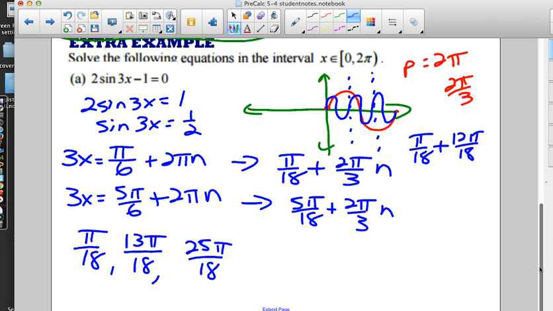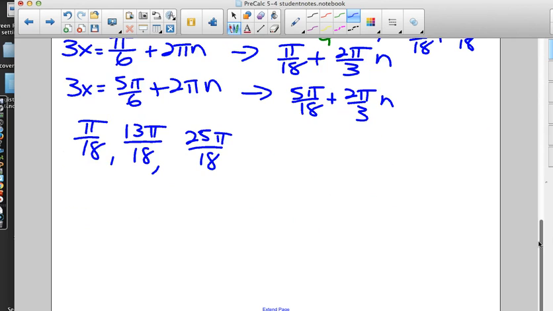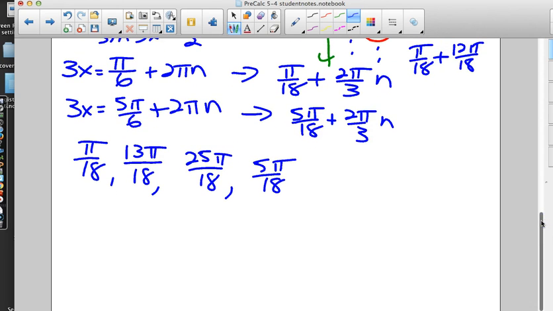So now let's go down to the 5 pi over 18. Let's put a 0 in there. What do we get if we put a 0 in for n? 5 pi over 18. And don't forget, we were using it up here. 2 pi over 3 is the same thing as 12 pi over 18. So what would the next one be? 17 pi over 18.